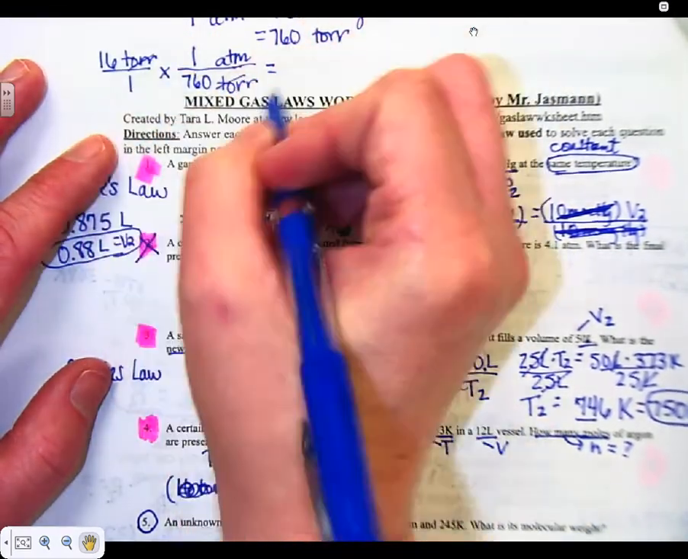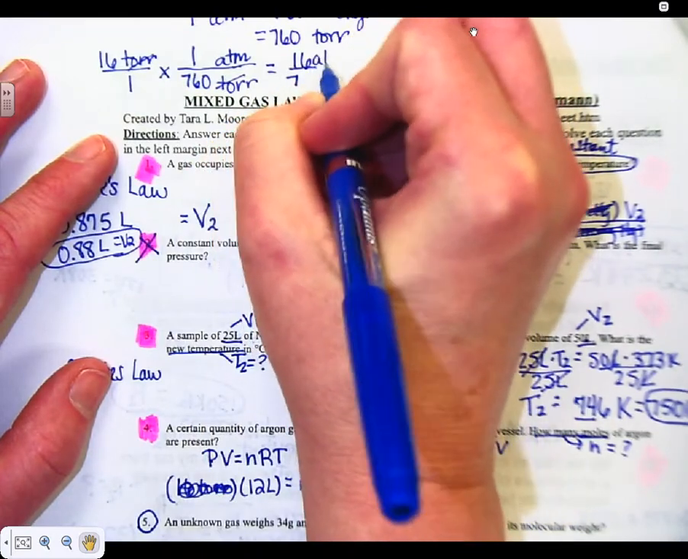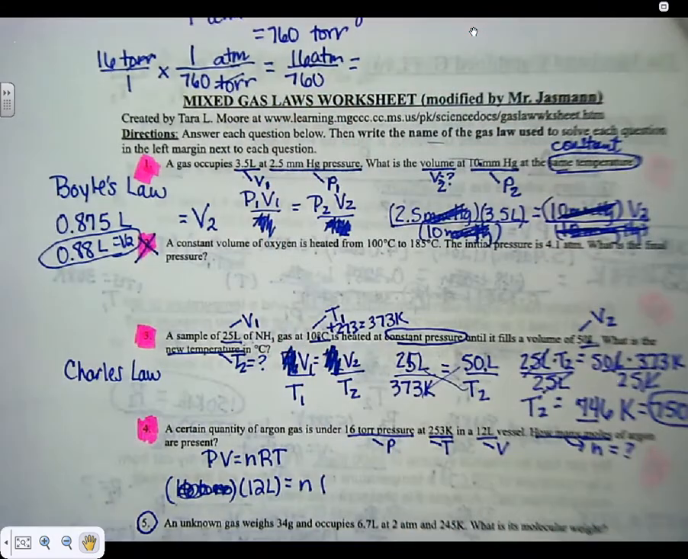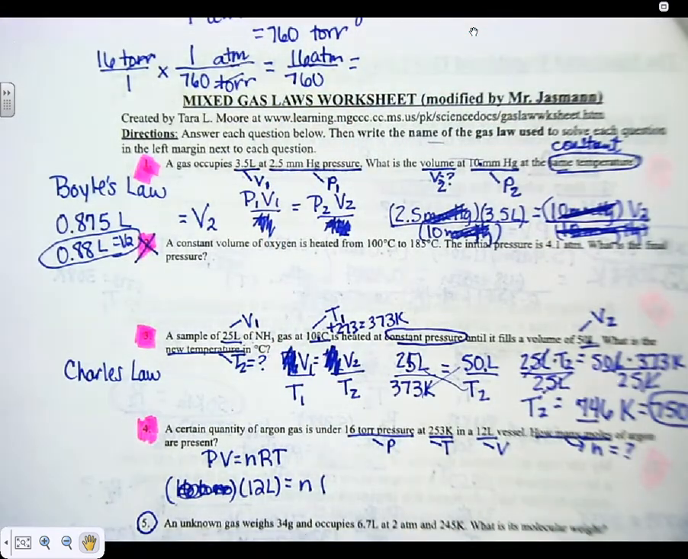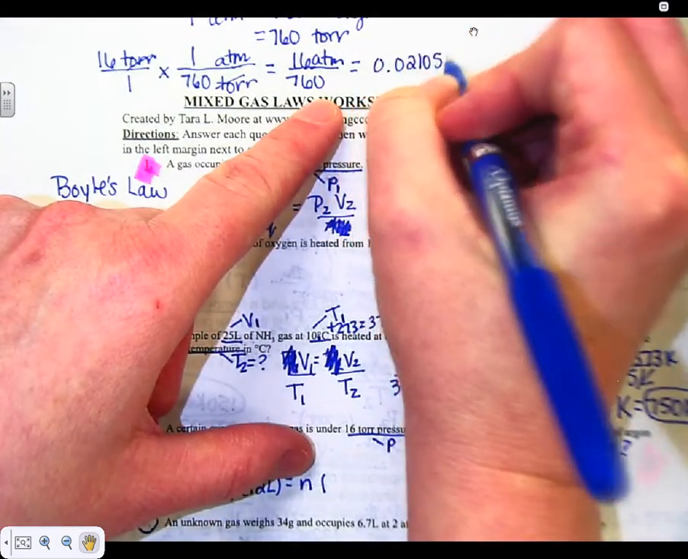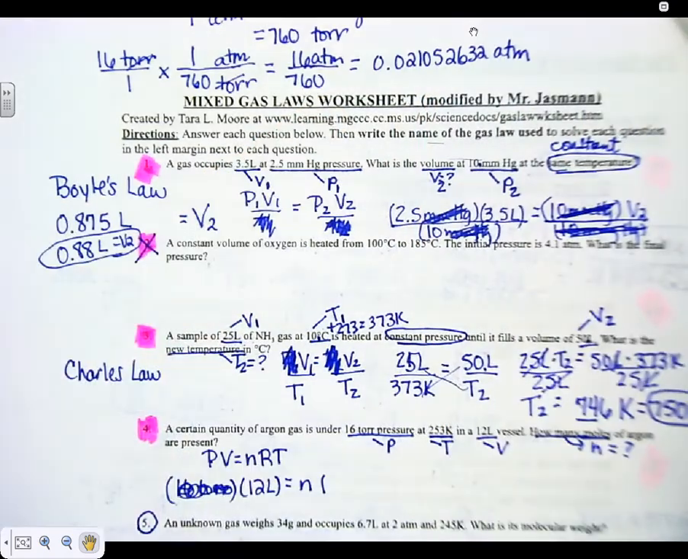So what we're going to do here then is we're going to have 16 on the top, and we're going to have 760 on the bottom. So 16 divided by 760 gives us 0.021052 atmospheres. And again, I'm not rounding here because this is not a final answer.